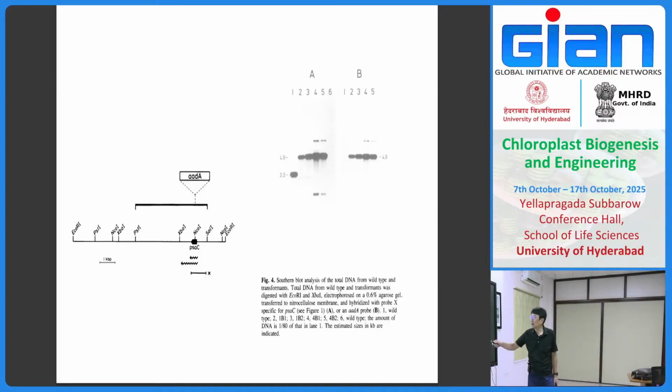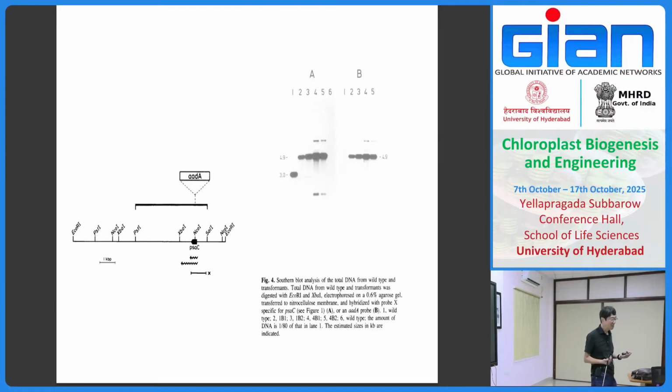Then we transformed this plasmid into chloroplast. And then we checked the transformants, selected for the cassette in the presence of spectinomycin, and then putative transformants. Until we confirm the DNA, we can't say it's a transformant, because sometimes a spontaneous mutation becomes spectinomycin resistance. Now we use PCR, but at that time we used the Southern blotting experiment.